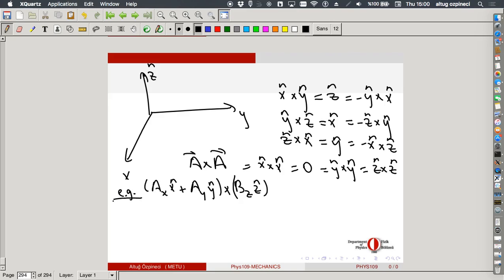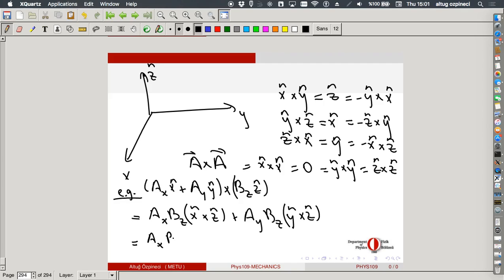You can calculate the cross products of such vectors written in terms of their components, because just like ordinary vectors with ordinary multiplication, we have this distribution property. This will be a_x b_z x cross z plus a_y b_z y cross z. For a_x b_z, well, x cross z is minus y hat. For a_y b_z, y cross z is x hat. So you can just calculate the cross product of vectors given in terms of their components.